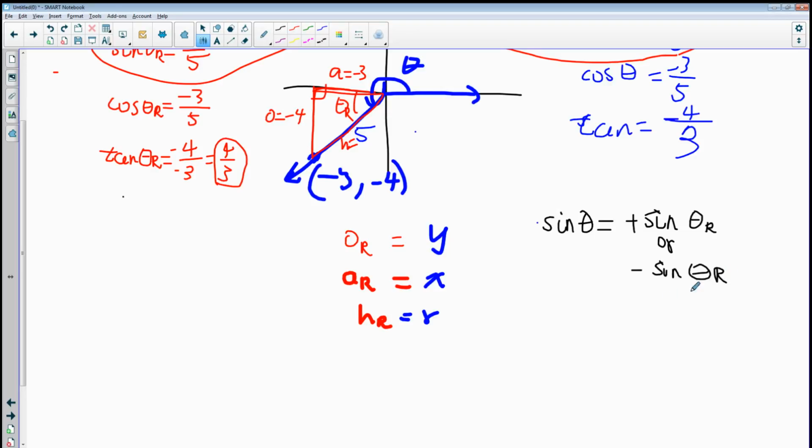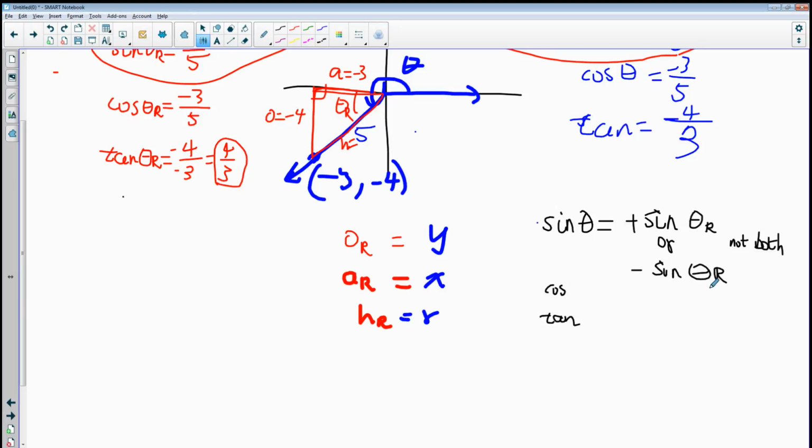Okay, we'll see. We'll do a really quick example. It's either that or that. The same goes for sine, cos, and tan. It cannot be both. It cannot be positive and negative at the same time. So it's sine theta r or negative sine theta r.